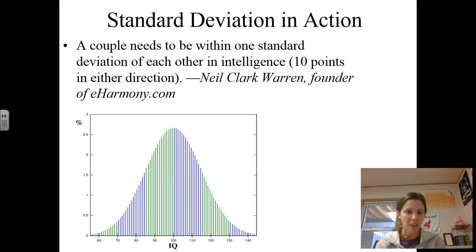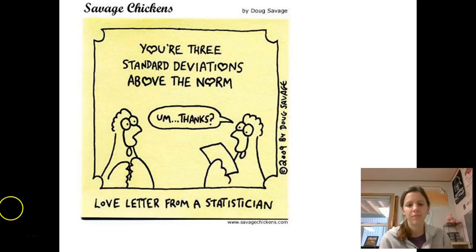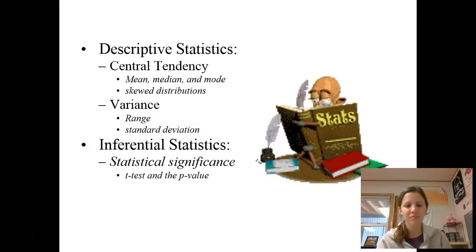And just an interesting fact, I know homecoming's coming up and you're probably thinking about dating people or whatever, but according to Neil Clark Warren, who is the founder of eHarmony.com, he says a couple needs to be within 1 standard deviation of each other in intelligence. Or if you haven't asked anybody yet, you can use this awesome AP Psychology pickup line and tell them that they are 3 standard deviations above the norm, which is 0.1% of the population, really rare.